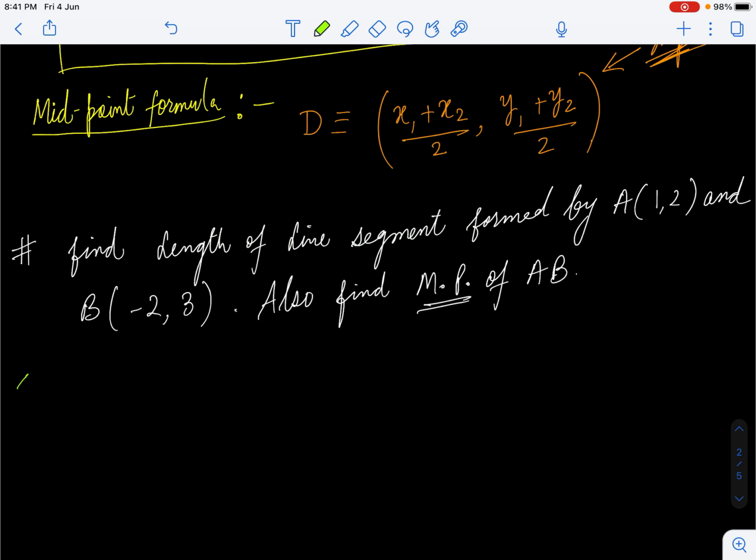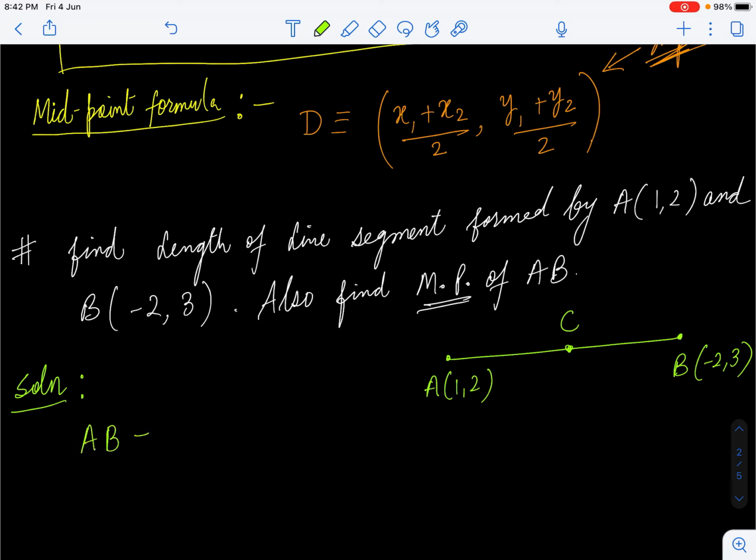So what we will do in this is, first we need to find the length of line segment AB. So this is my A and B. Let's say A is 1 comma 2, and B is minus 2 comma 3. And there is some midpoint also, let's call that C. So we need to find the coordinates of that also.